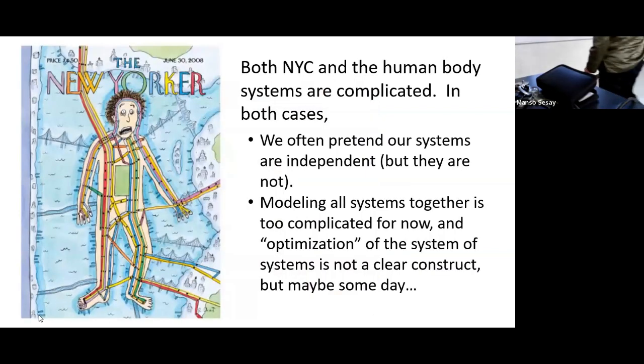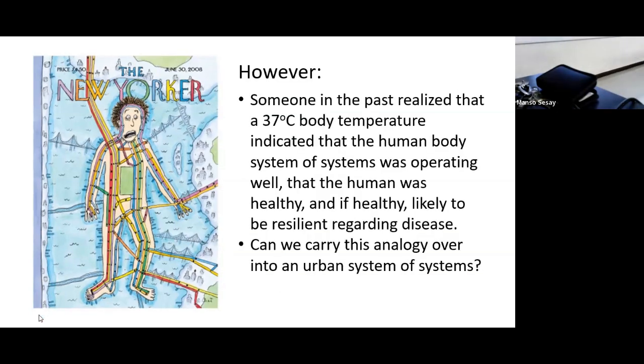So they're both very complicated systems. The medical profession very often pretends that each one of our systems is separate by itself. So if you have blood disease, you're only going to look at blood. But in fact, blood disease can be caused by other things in your body, right? Our body is very complicated. And the same thing is true for the urban infrastructure. It's complicated.